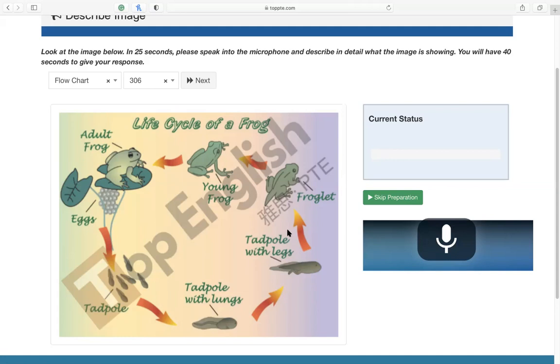And the froglet remains a froglet for some time, and then it becomes a young frog. The young frog grows and becomes an adult, and this cycle keeps on continuing. In conclusion, this is a very informative image about the life cycle of a frog.